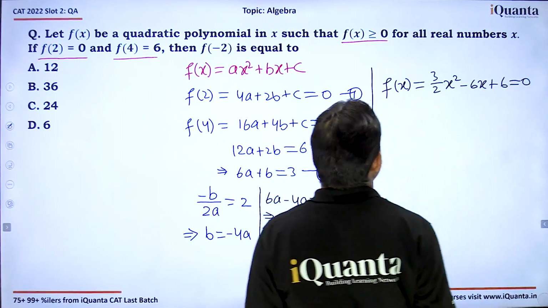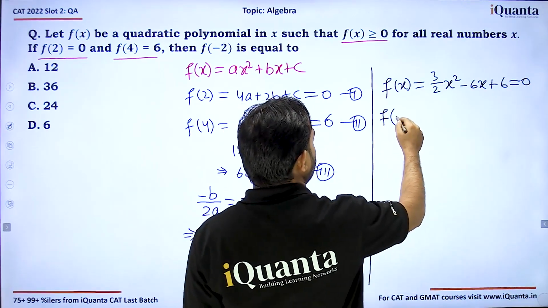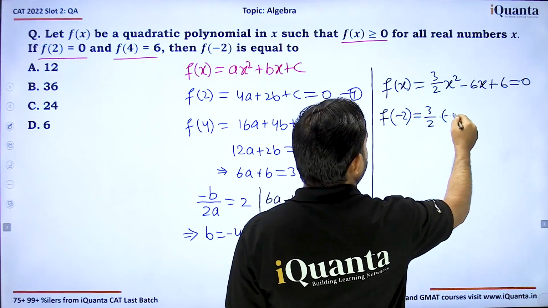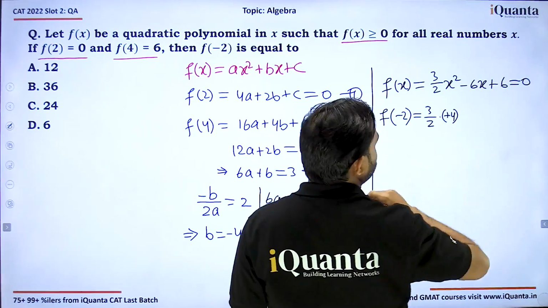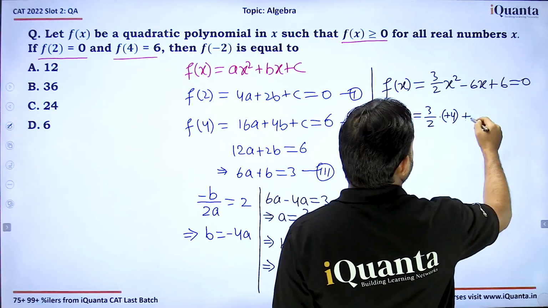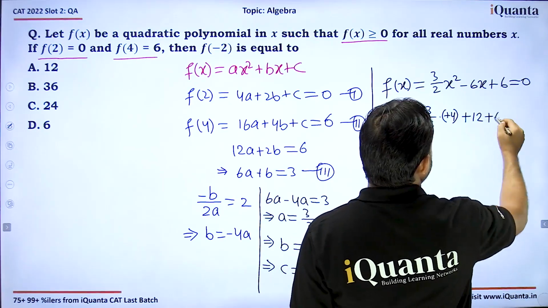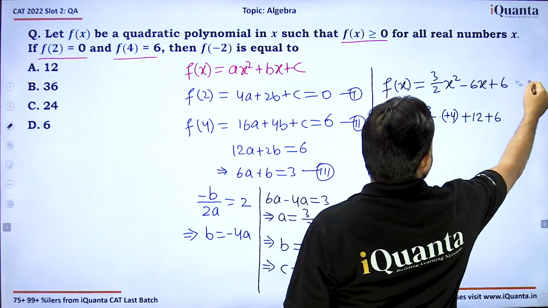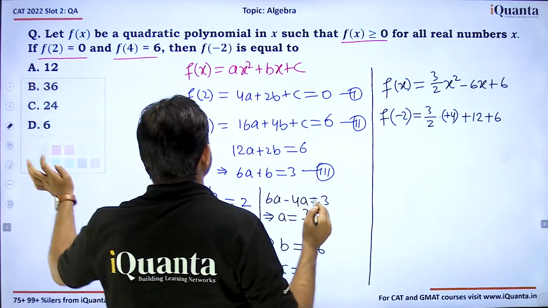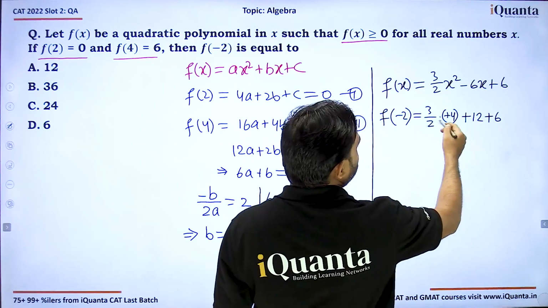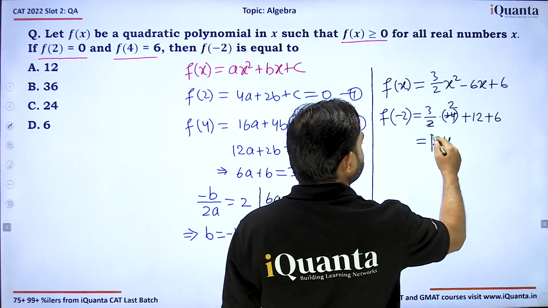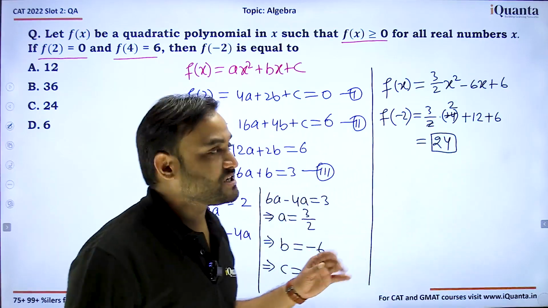So we can say f(-2) will be equal to 3 by 2 into minus 2 square, which is plus 4, minus 6 into minus 2 will become 12 plus 6. This is not 0, that is a mistake. So this will be 18 plus 6, which is equal to 24. So the answer for this question is 24.